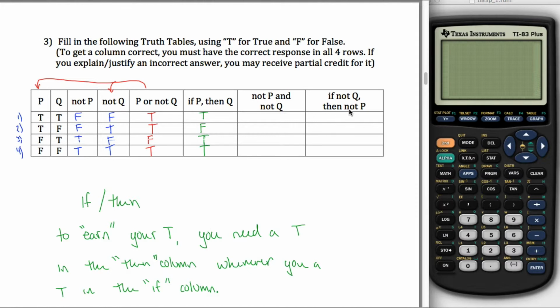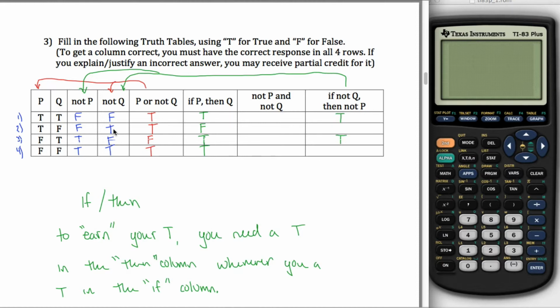If not Q, then not P. This is just like this one, except you don't play with these 2 columns. You're playing with not Q as your first column and not P as your second column. So you're going to look at this column and figure out if there's any work for you to do. If there's a T right here, we're playing the game. If there's an F right here, we don't have any work to do, we automatically get a T. So there's an F right here, I automatically get a T right here. There's an F right here, it means I automatically get a T right here.